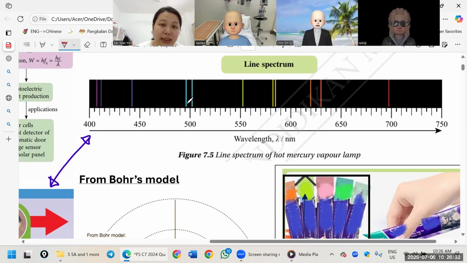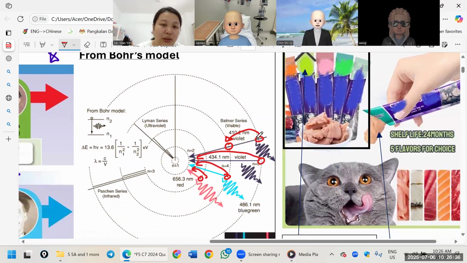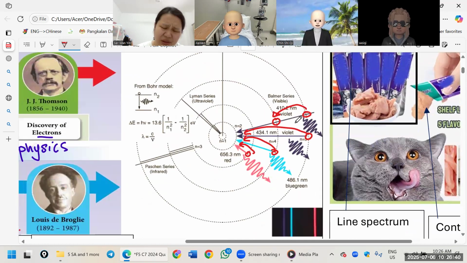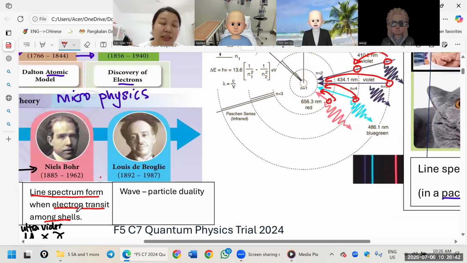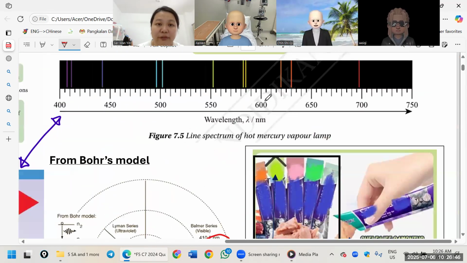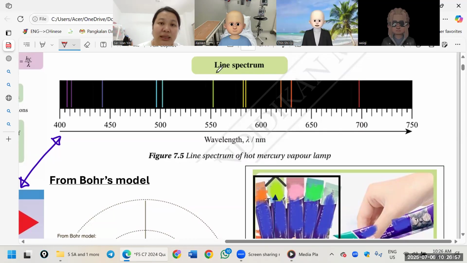This color forms because when an electron jumps from shell to shell, don't say jump, we say transit. Electron transit among shells will give out a line spectrum. Okay, and then what is the advantage of this when we see a line spectrum?